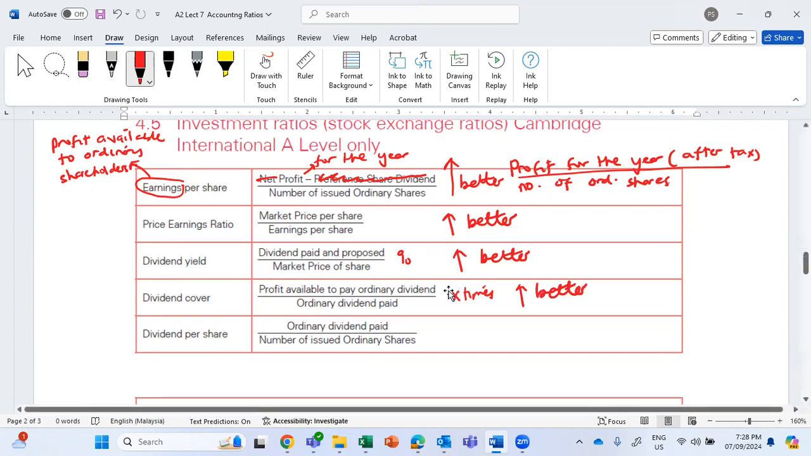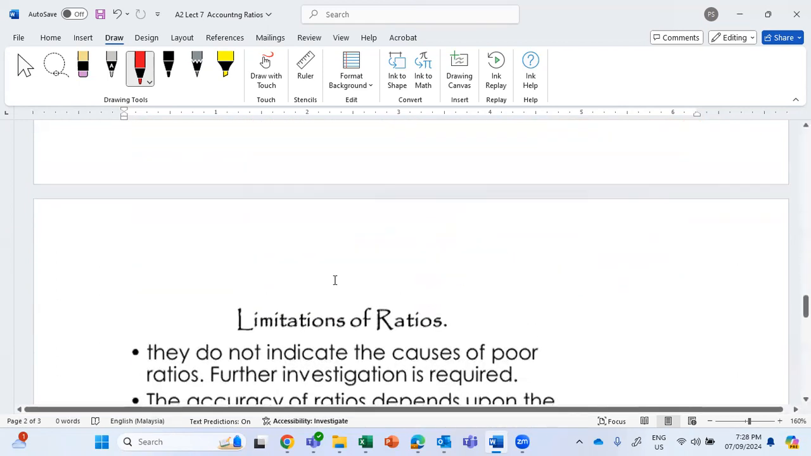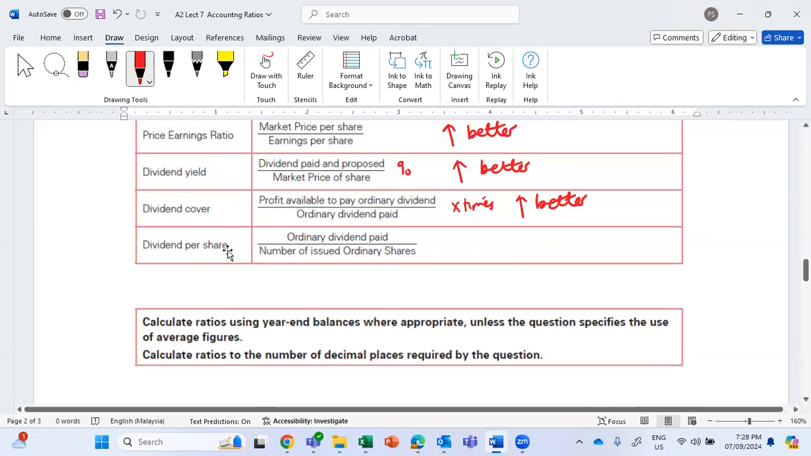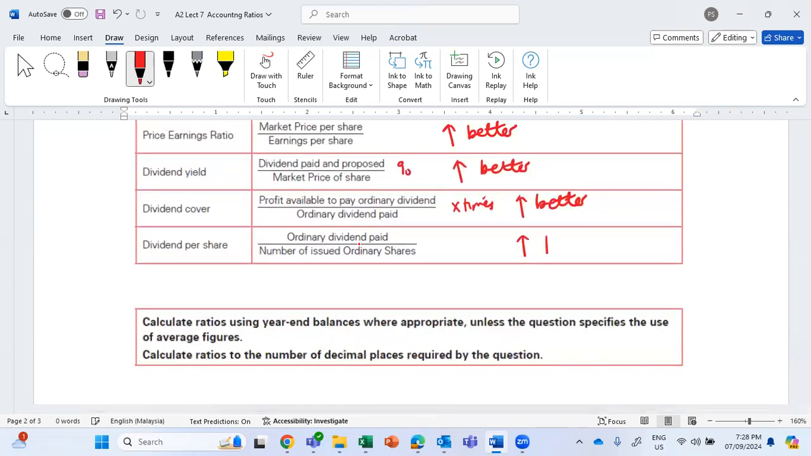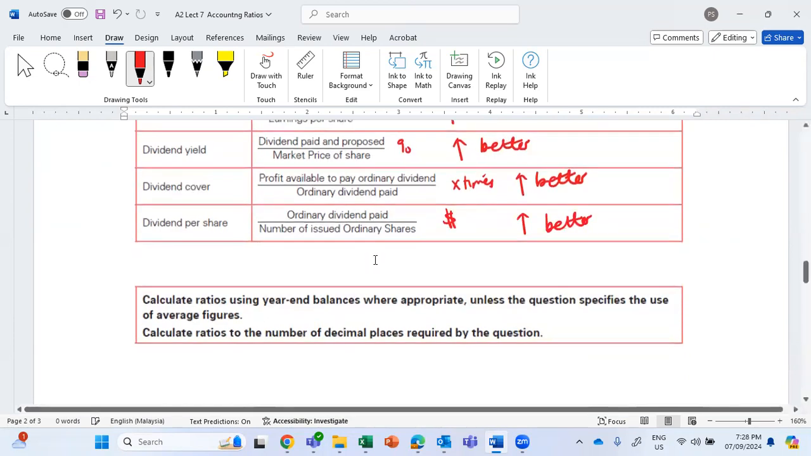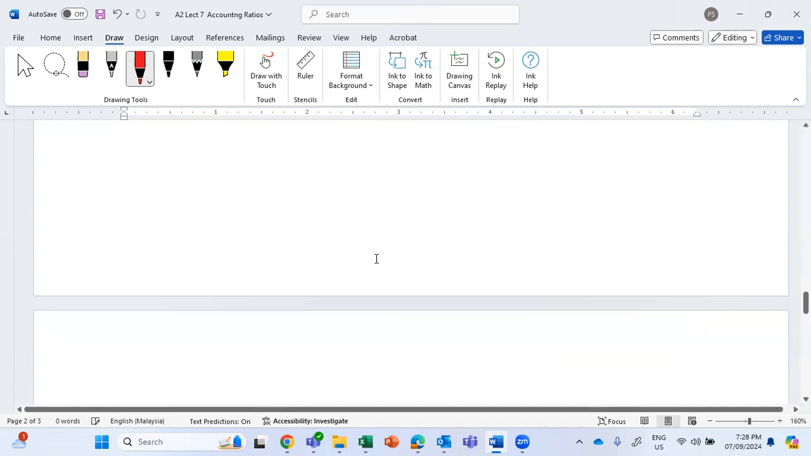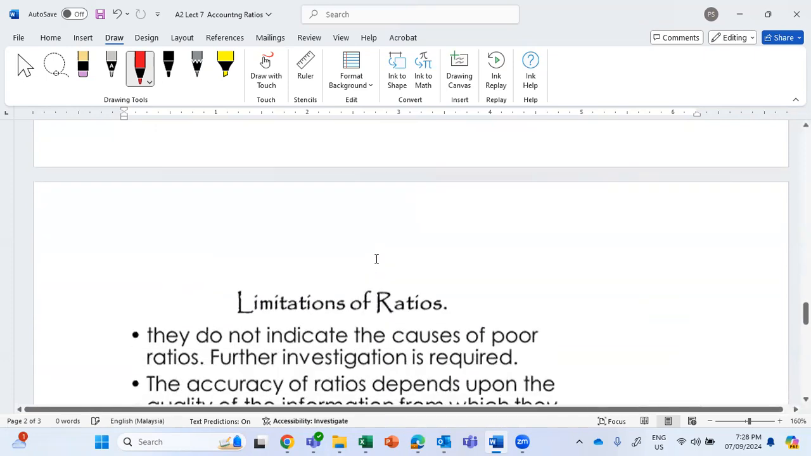So the higher, the better. And then the last formula that you have to know is dividend per share. The dividend per share is how much is the dividend per ordinary share that the shareholder has invested in. So the formula for that is ordinary dividend actually paid out divided by number of ordinary shares. Okay, the higher the better. This is expressed as how much is the amount. All right, so that's all that you have to know in formula wise.